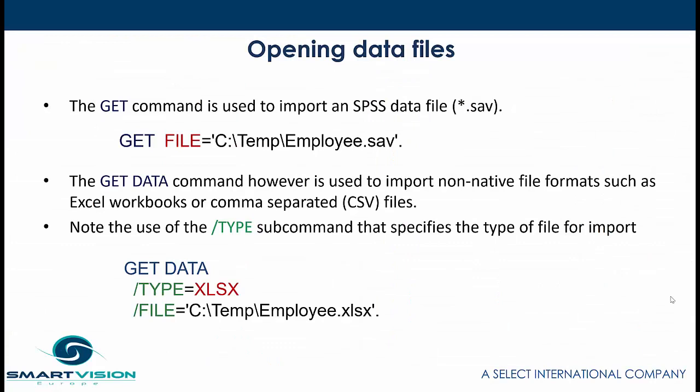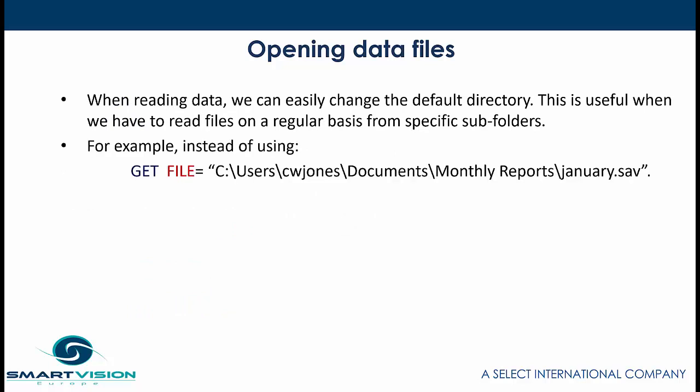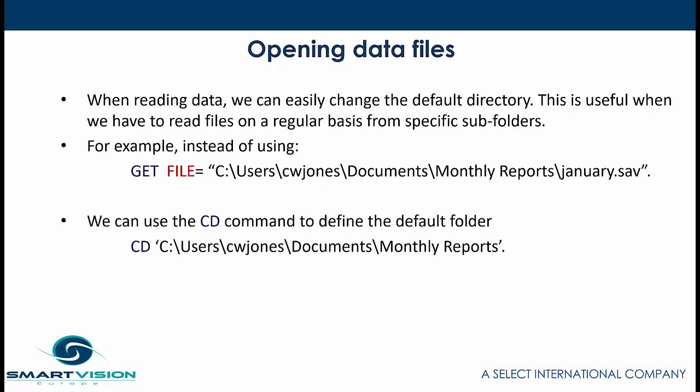And lastly, while we're on this topic, just a useful procedure to know about is that you can easily change the default directory. This is useful when you have to read files on a regular basis from specific subfolders. So if you've got quite a long file address, like here we have C users, CW Jones documents, monthly reports, January.sav. Instead of typing all that out, you could use the CD command to define the default folder. So then if you simply run the procedure get file equals January.sav, it will assume it's in that default folder.